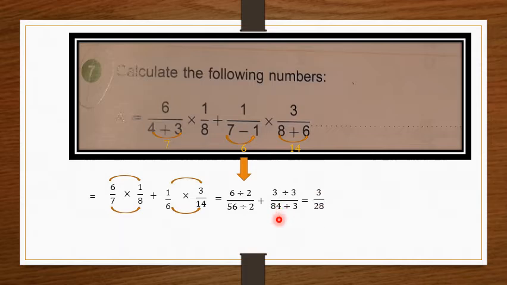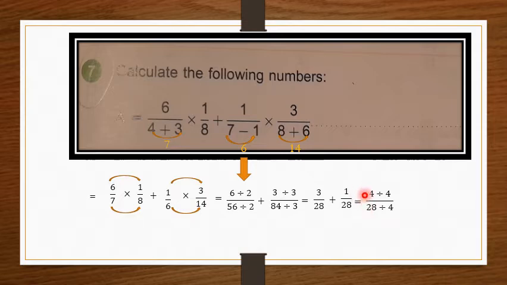So 6 divided by 2 is 3, 56 divided by 2 is 28, and then I write plus 3 divided by 3 is 1, and 84 divided by 3 is 28. Why did I divide it by 3? Since the sum of its digits here is a multiple of 3. Now we have the same denominator, which is 28, so I simply add the numerators. 3 plus 1 is 4, and we keep the denominator as it is.